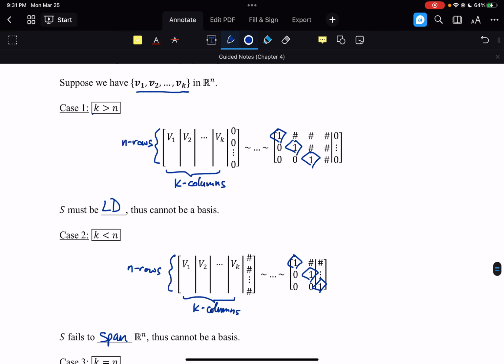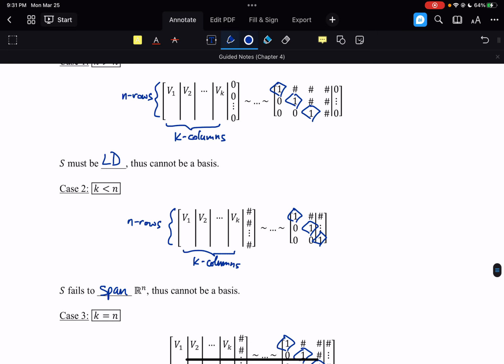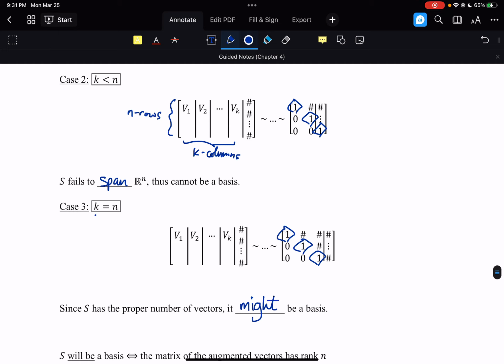There's too many vectors. It has to be LD. It can't satisfy this condition. Case two, there's too few vectors. It can't satisfy this condition in order to span. In case three, it's just the right number of vectors. It matches the dimension, but that doesn't guarantee that it is a basis. Just because it has the right number of vectors doesn't mean that they span and are LI. But that means that it might be a basis. So this dimensional test is very beneficial for us. It allows us to tell very quickly if something is not a basis. Because if you don't have the right number of vectors, that immediately rules that out as a possibility.